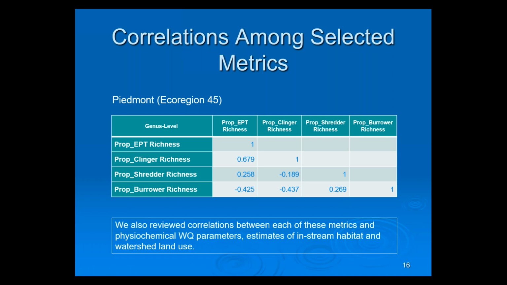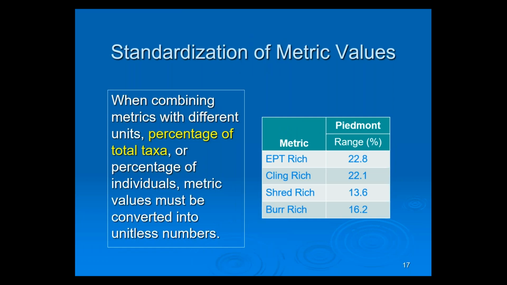We also reviewed correlations between all of the metrics and the physiochemical water quality parameters, in-stream habitat, and watershed land use documented by the biologists in North Carolina. We had to standardize these metrics because we wanted to combine them into a single index, but the proportion within each of our 4 variables varied. For example, here, there was almost a 23% range in our EPT richness metrics, and less than a 14% range in our shredder richness metrics. I'm showing you only the Piedmont physiographic region here. The disparity in these percentile ranges was even greater in the Blue Ridge ecoregion. So we standardized our data using the percent of standard method across the full range of sites from poor to excellent in each ecoregion, so that these 4 metrics could be uniformly compared and aggregated.